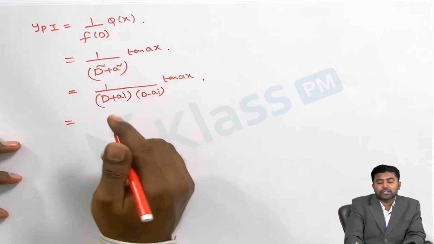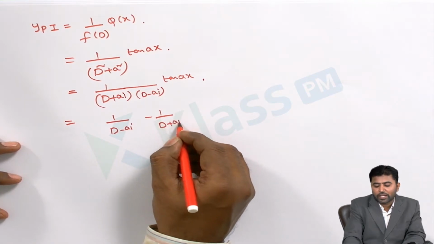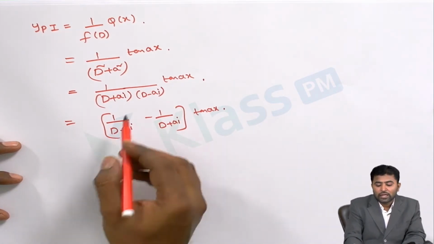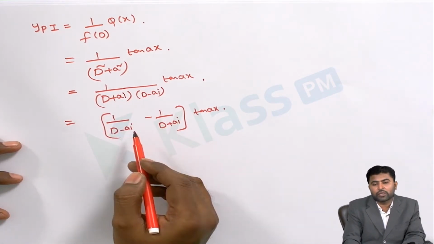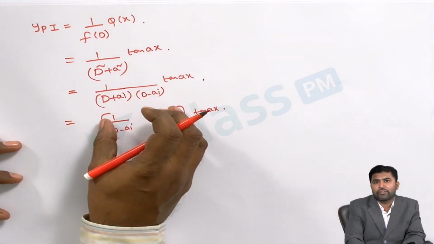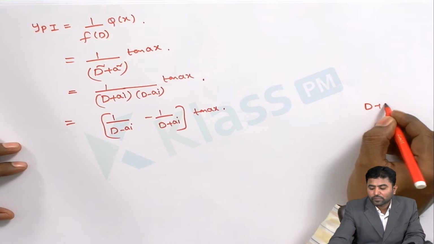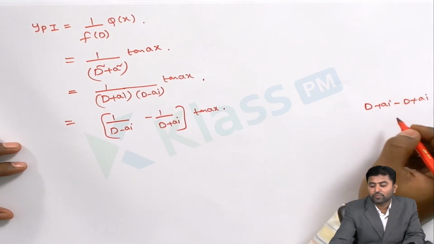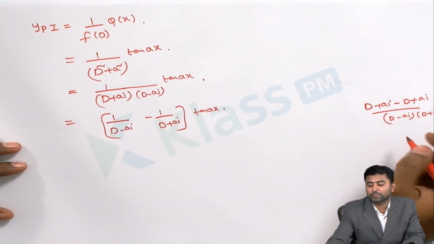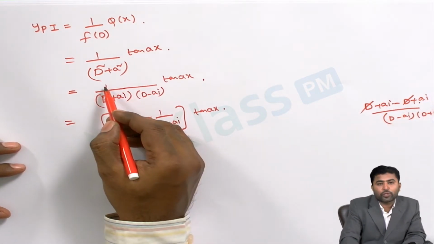Then we can write this as 1 by D minus ai minus 1 by D plus ai into tan ax into something, right? Write the smaller term here and the bigger term here. If you take minus sign or plus sign, by trial and error, you will have the terms like this. If you observe here, I'll get D plus ai minus D plus ai by D minus ai into D plus ai, if I solve this here. So my D will get cancelled. I'll get 2ai.